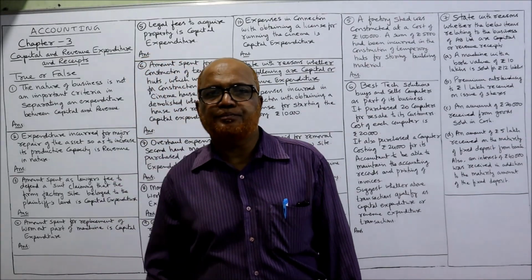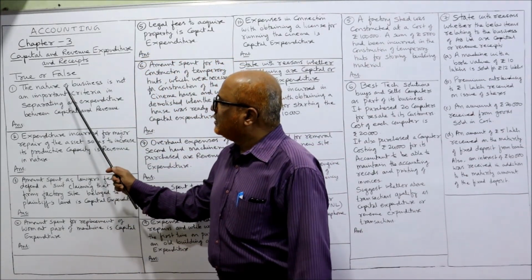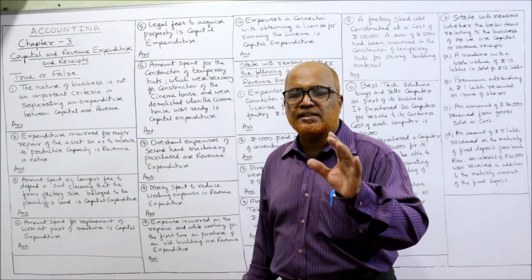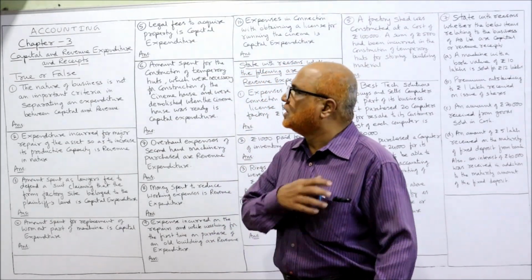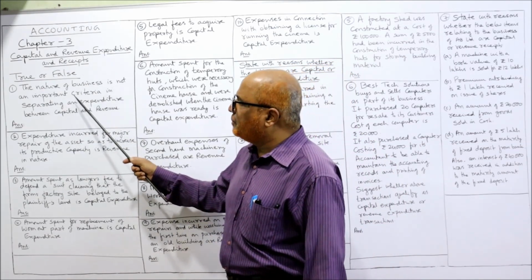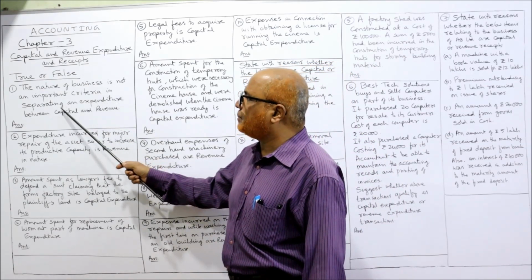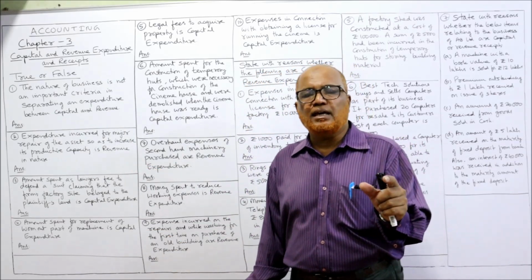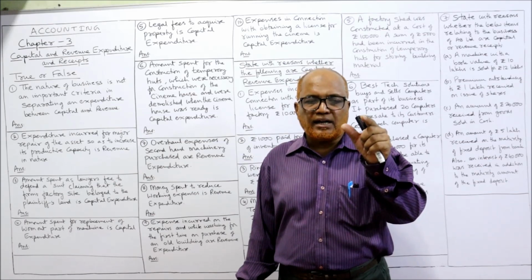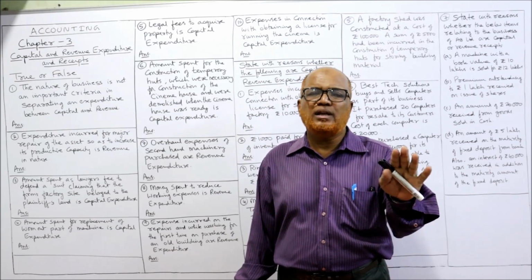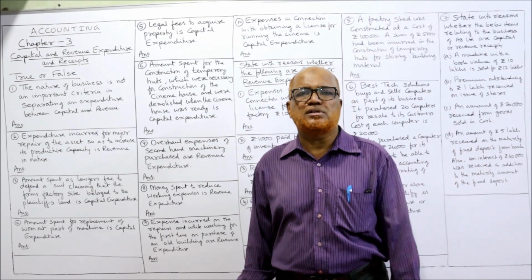Now, first question. The first question is true or false. We have to decide for each sentence whether it is true or false. The first sentence: the nature of business is not an important criteria in separating an expenditure between capital and revenue. What it is saying is, in order to decide whether an expenditure is capital expenditure or revenue expenditure, there is no need to consider the nature of the business.